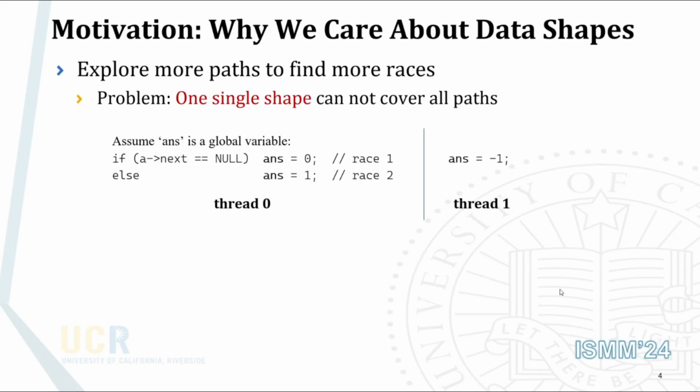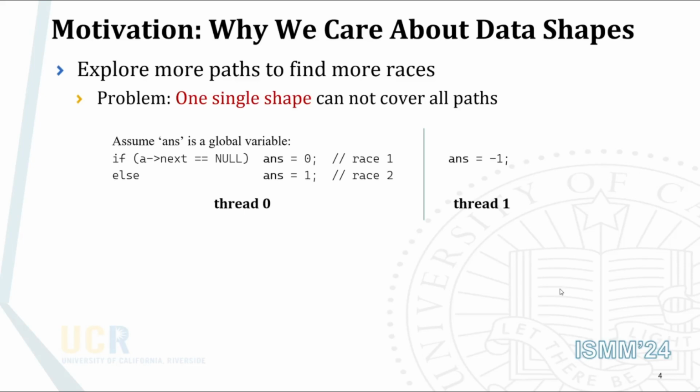Then I should bring up an important concept: data shape in pointer-based data structures. It consists of pointers and the memory objects they point to. Why do we care about data shape? We first meet the problem that one data structure shape cannot cover all paths.